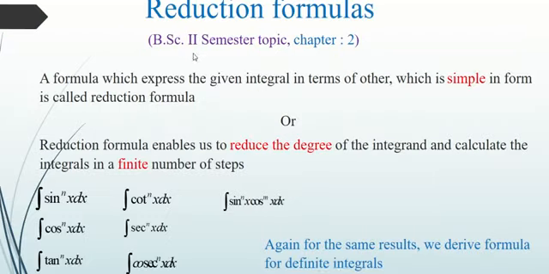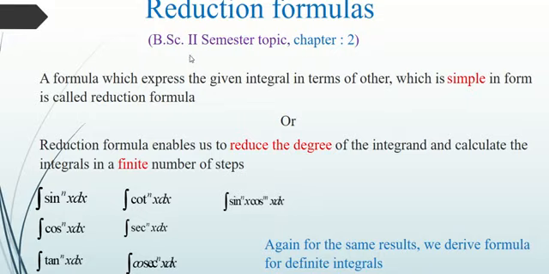Today I am going to take the class regarding reduction formulas. It is prescribed by VSK University for the first year BSc students, that is BSc second semester students, chapter 2 of paper number 2. What is a reduction formula?